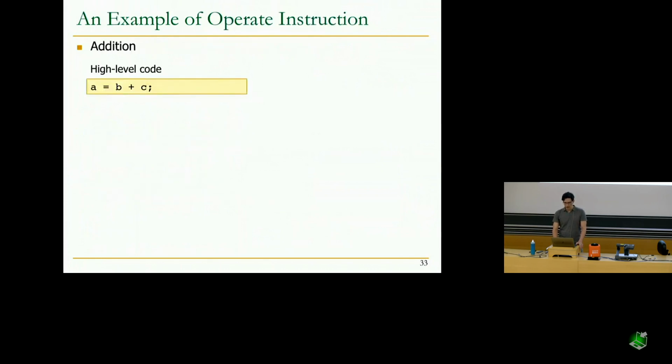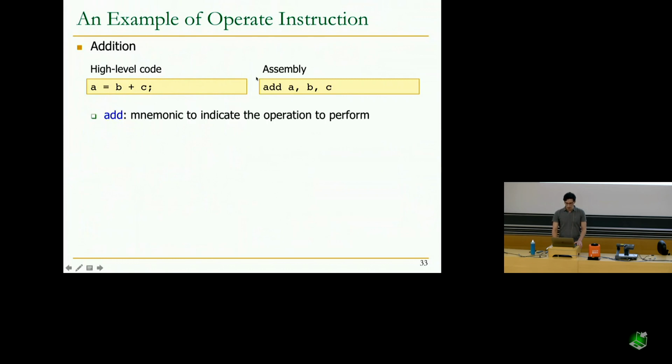So let's start with one operate instruction, addition. You are already familiar with high-level language code, and this could be, for example, in C, A equals B plus C. How is this represented in assembly? This is kind of generic assembly. It could be something like this. Add is a mnemonic to indicate what the instruction is. And then you see that we have 3 operands. 2 of these operands are the source operands, B and C. The third one is A, which is the destination operand.